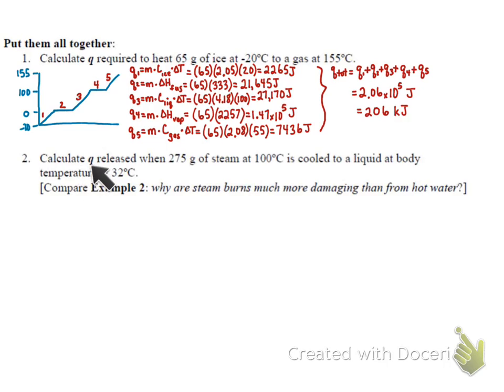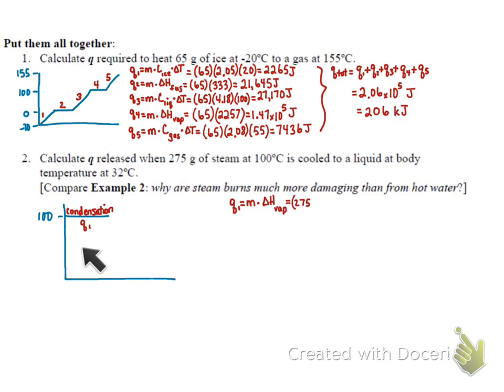Okay, next example. Now we're going to release heat. 275 grams of steam at 100 is cooled to a liquid at body temperature, which is 32. So we have steam at 100. We cannot cool steam at 100 because to cool, it has to be a liquid. So the first stage is going to be condensation. So you've got steam at 100. It has to condense to a liquid. That's going to be Q1.